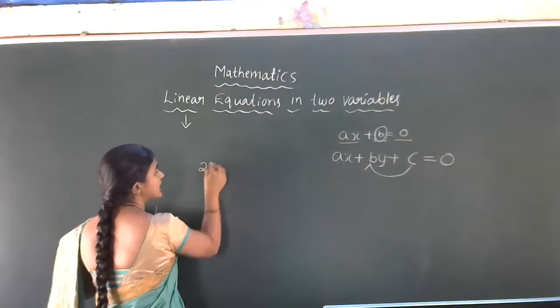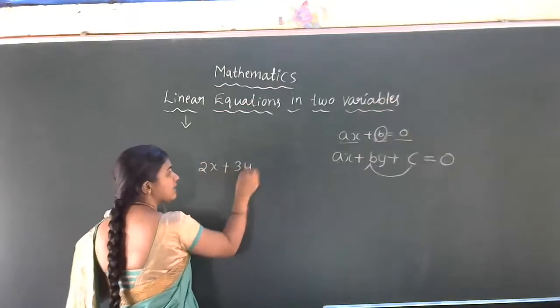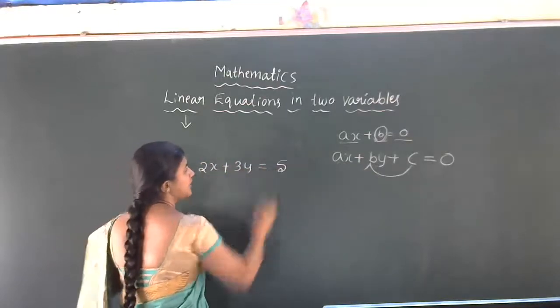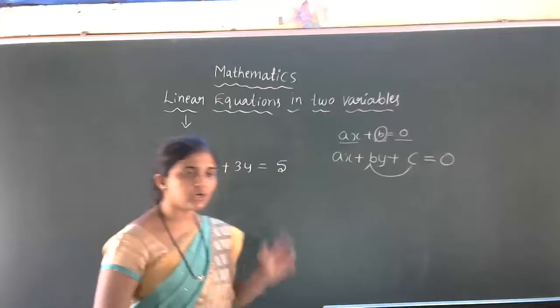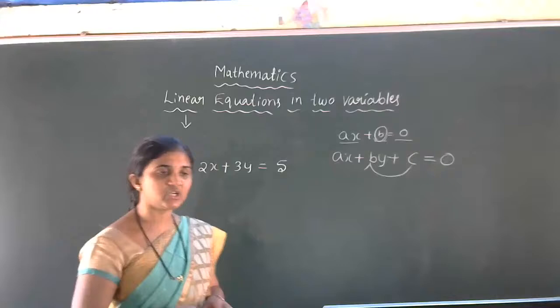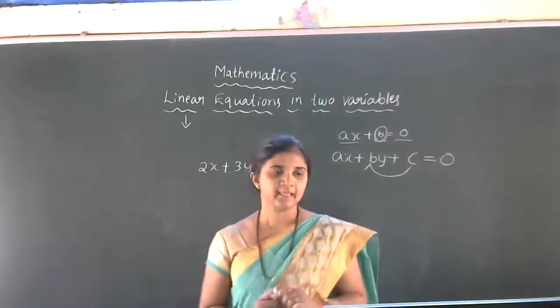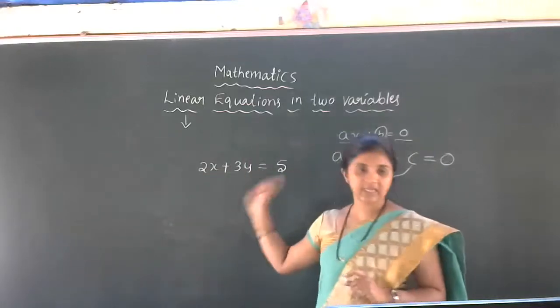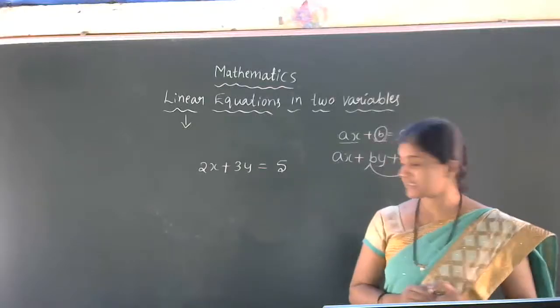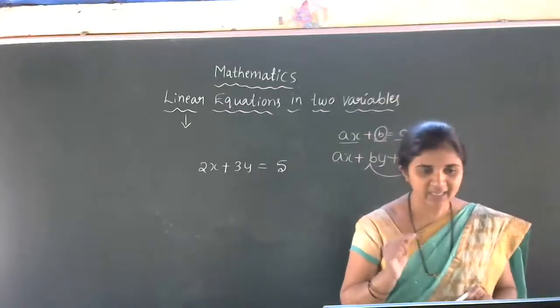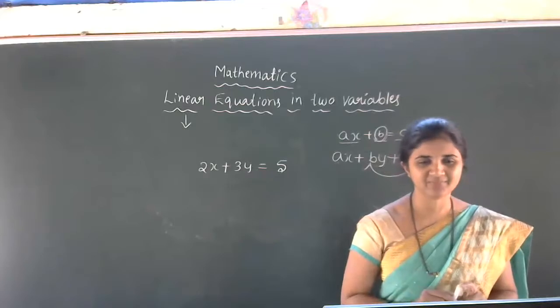Okay, 2x plus 3y is equal to 5. Just observe whether this is a linear equation in two variables or not. Tell me first, is this a linear equation in two variables? Yes, 2x plus 3y is equal to 5. Is it a linear equation in two variables?